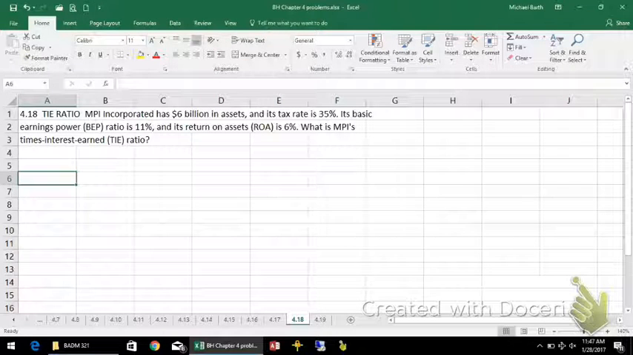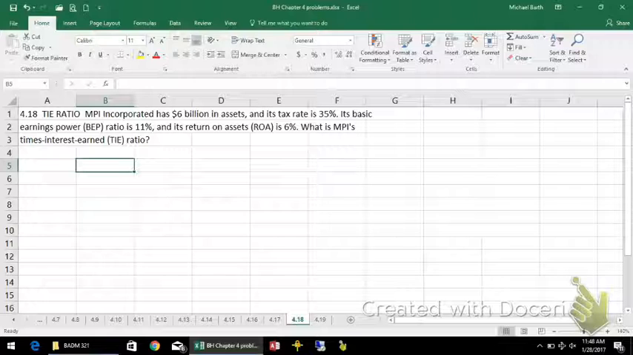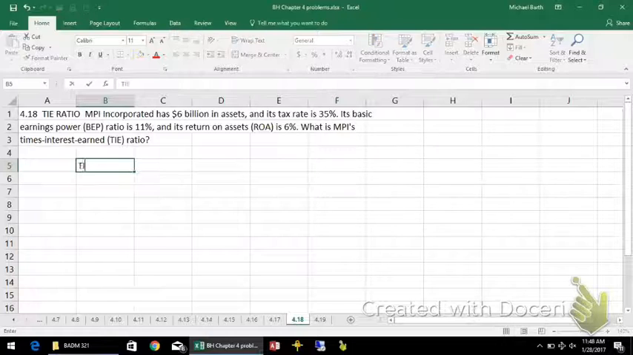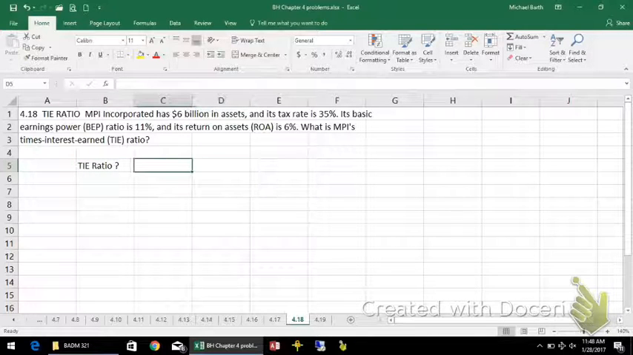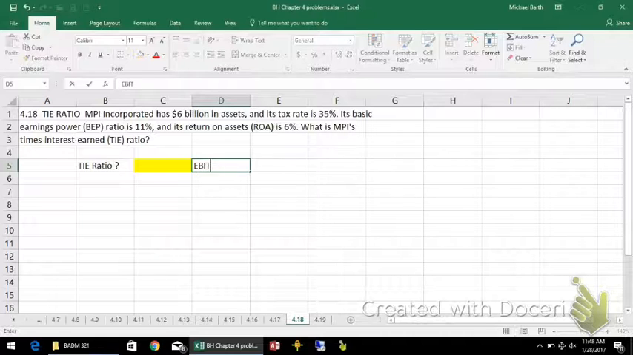This is problem 4.18 from Chapter 4, Brigham and Houston, Fundamentals of Financial Management, Concise 9th edition. We are trying to calculate a times interest earned ratio. So I'm solving for the TIE ratio, and the TIE ratio is earnings before interest and taxes divided by the interest.